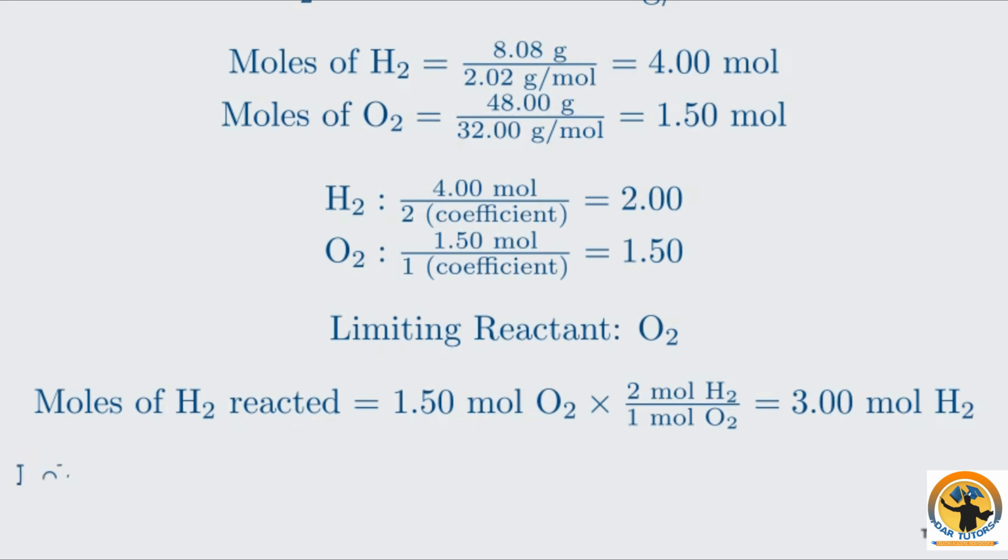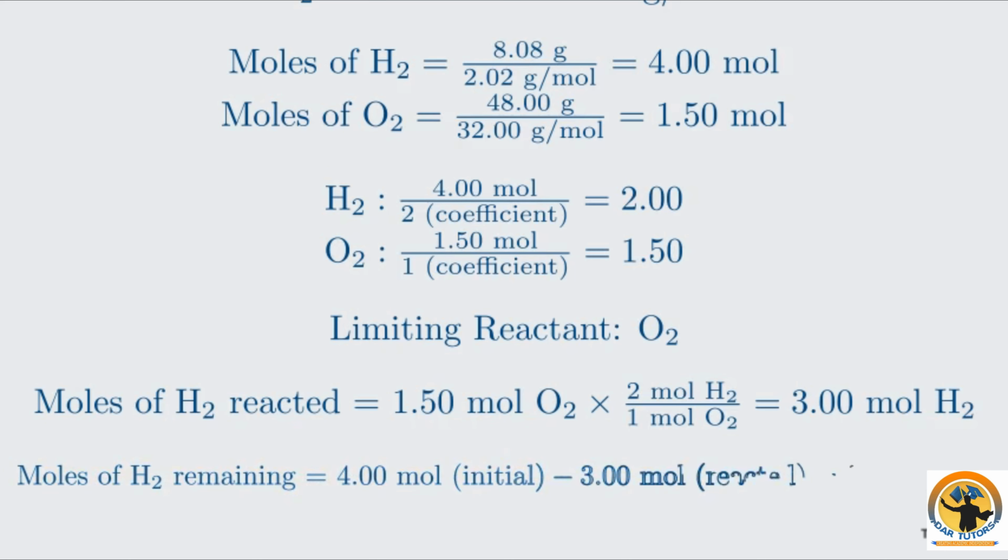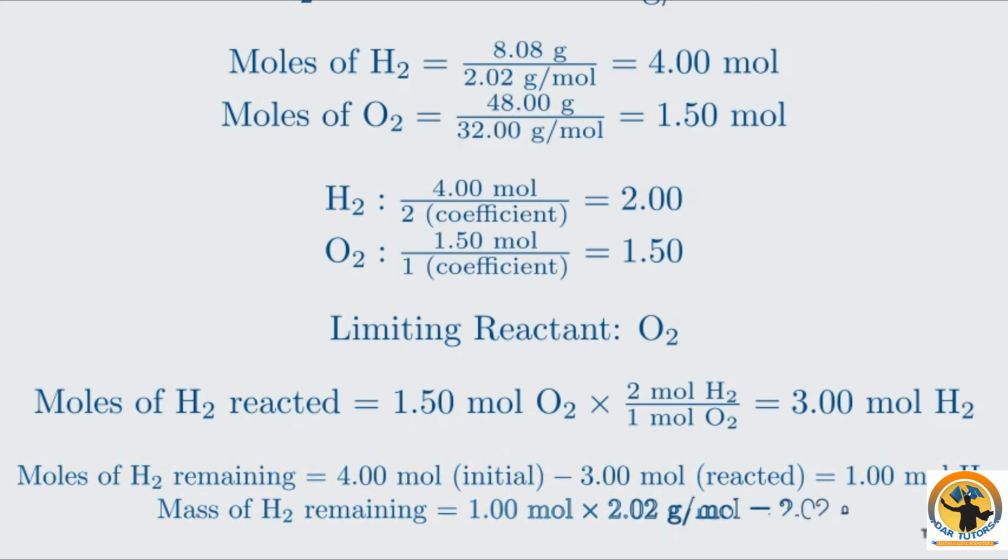hydrogen. We started with 4.00 moles of hydrogen, used 3.00 moles, leaving us with 1 whole mole of unreacted hydrogen. In terms of mass, that's 1 whole mole times 2.02 grams per mole, or 2.02 grams of excess hydrogen.